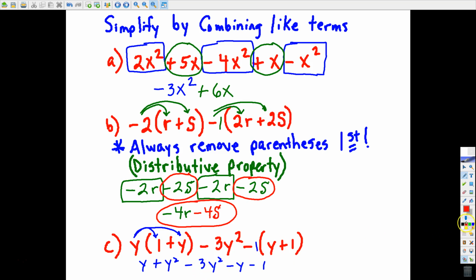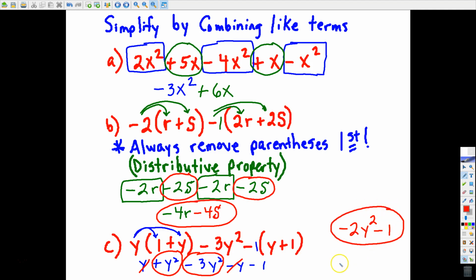Okay, now let's group like terms. I got a couple of y squared terms, plus y squared, 1y squared, minus 3y squared. 1 minus 3 is negative 2y squared. I got a couple of y terms that are like, y minus y is 0. Any number, that's what a variable is, it represents a number. A number minus itself is 0. So those are going to just go away, and then I'm left with minus 1. And that's my answer for letter C.